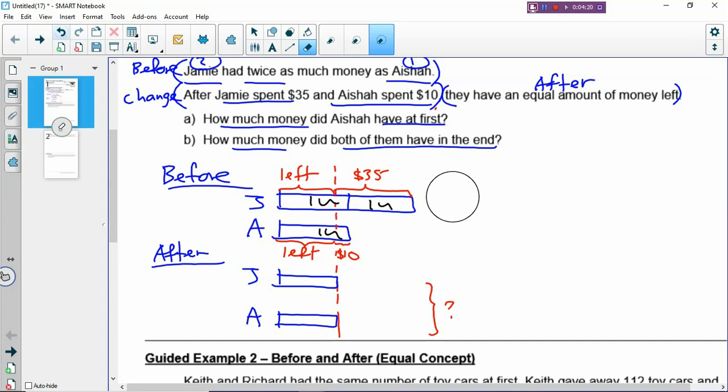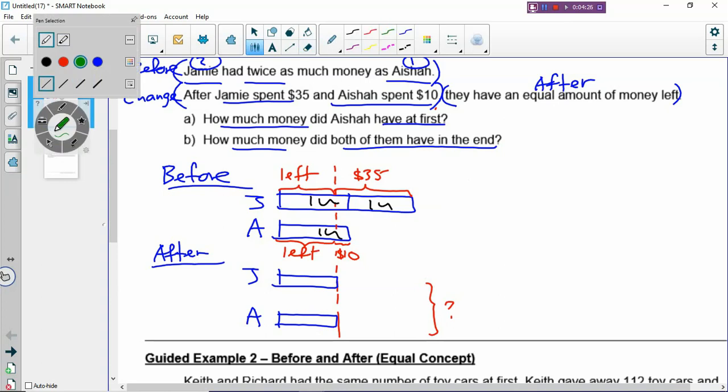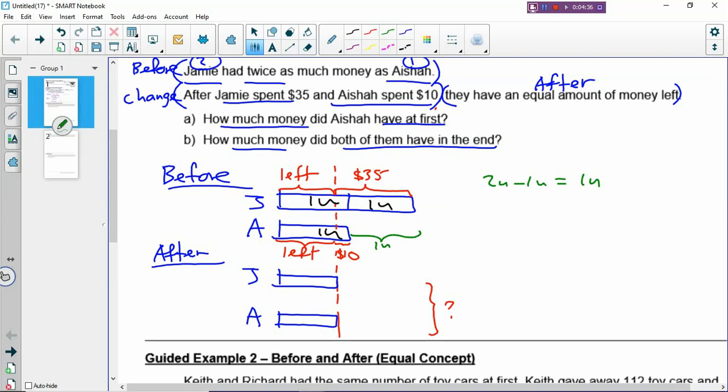So because I don't know what is the total given, then I will have to minus. So how do I minus? Okay, then this is how you do. You find the difference, which is minus. 2 unit minus 1 unit, you will get a difference of 1 unit. Right? 2 unit minus 1 unit, you get a difference of 1 unit. And then how much is that 1 unit? Then you look at the arrow.